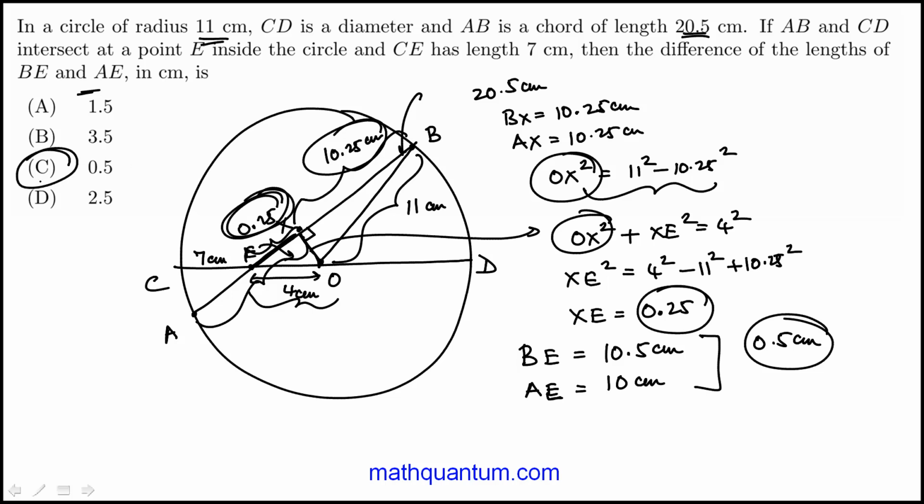So one key thing with any of these chord problems is to always draw this altitude from the center. It's going to split the chord into two equal parts. And then look for these right triangles and apply the Pythagorean theorem. That's the most common setup with these types of questions.